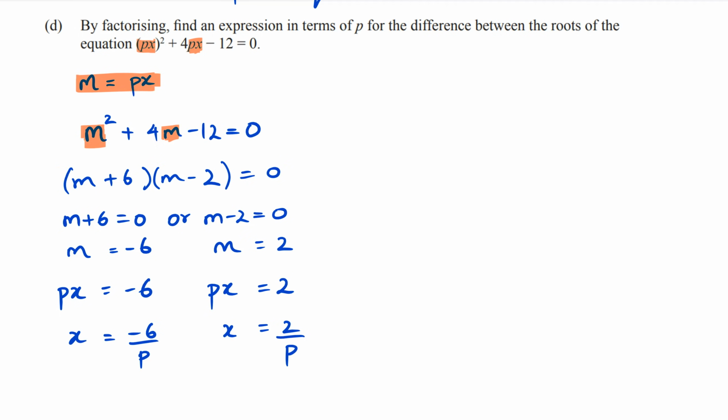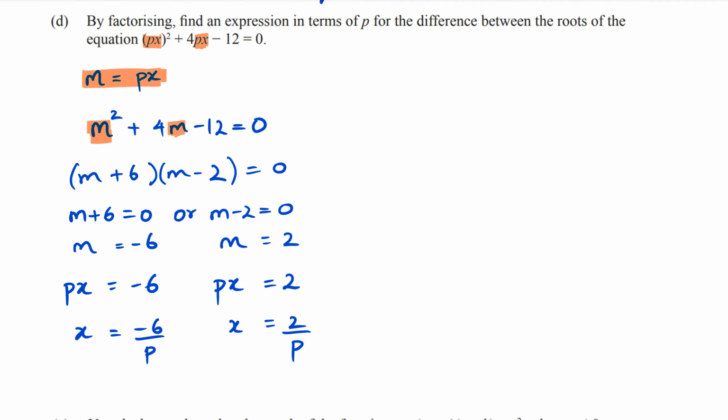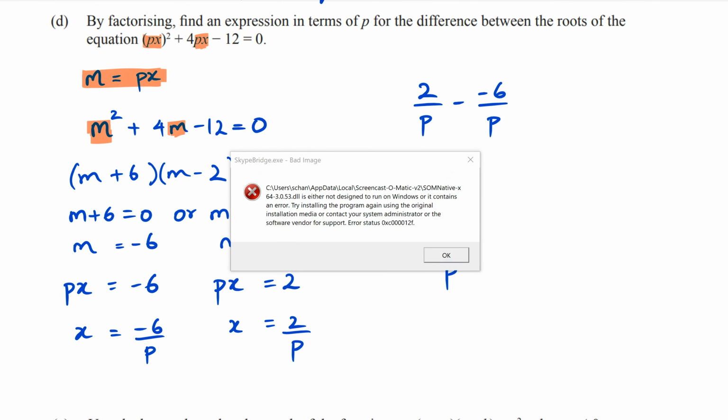So I just take the first root. Let me just have a look. I'm going to take the big one and minus the small one. So 2 over p minus negative 6 over p. When I subtract this, I'm going to get 2 plus 6 over p, which means I'm going to get 8 over p as the difference.